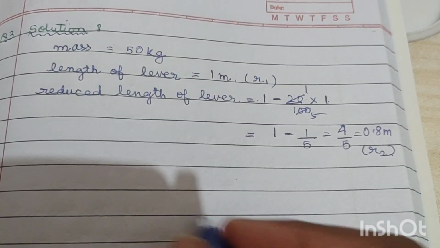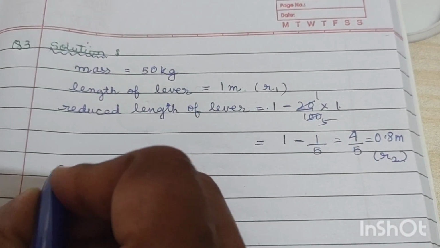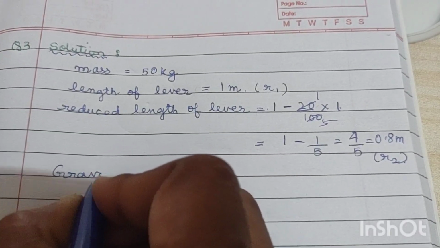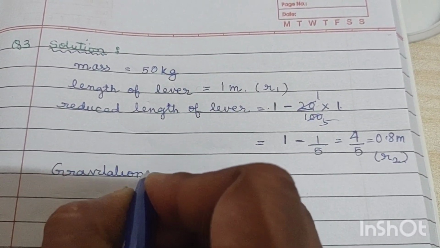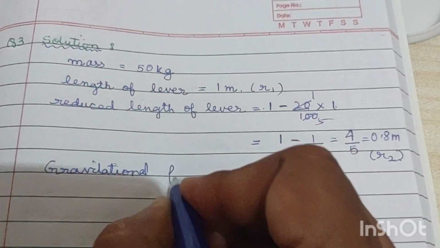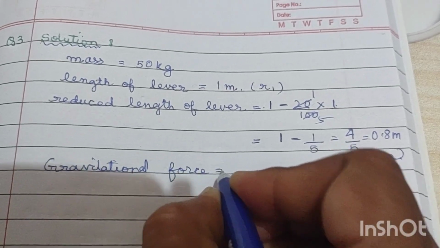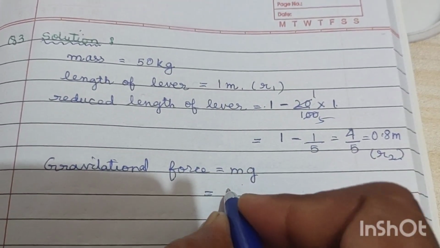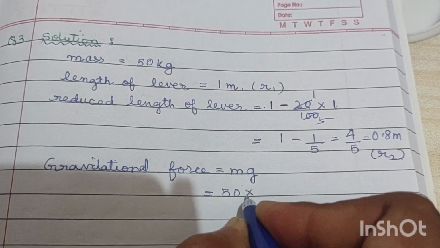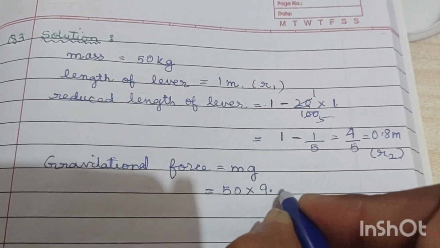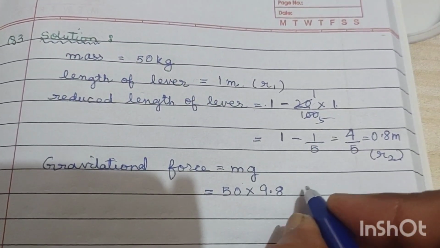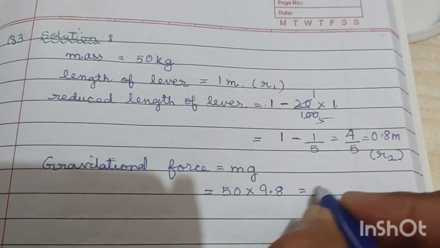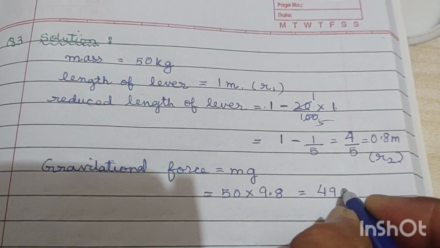Now we are going to find the gravitational force. Gravitational force is m into g. Mass given is 50 kgs. Acceleration due to gravity is 9.8 meter per second square, which comes to 490 Newton.